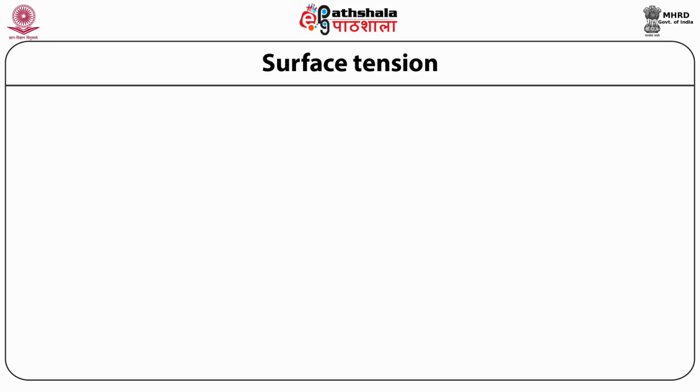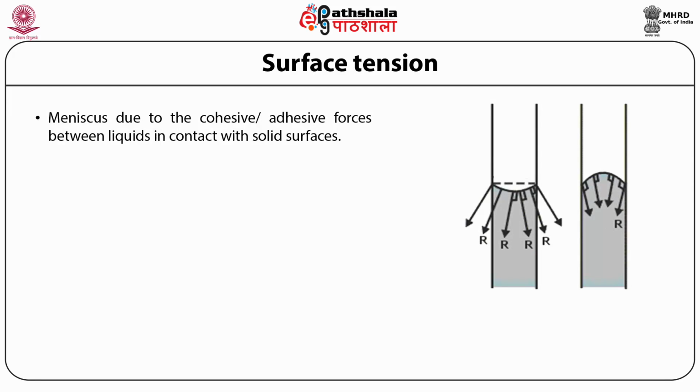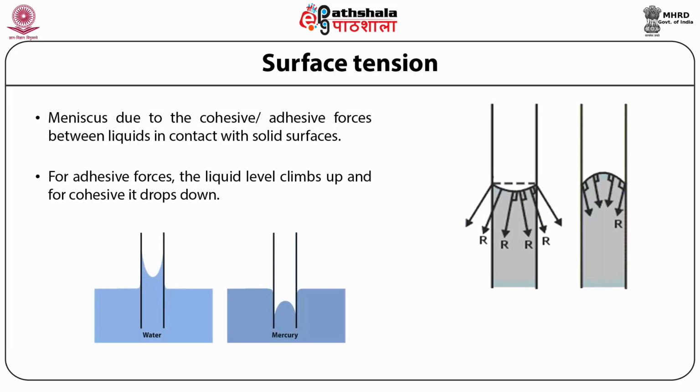So due to the surface tension of liquids, you see many interesting phenomena. One of them is the meniscus. What is the meniscus? It is due to the cohesive and adhesive forces between liquids in contact with solid surfaces. Due to adhesive forces, the liquid level climbs up, and for cohesive forces, it drops down. Adhesive forces are, for example, between water and a glass tube, and cohesive forces, for example, are between mercury, which is kind of semi-fluid, and a glass tube.